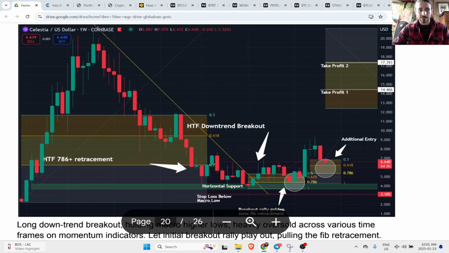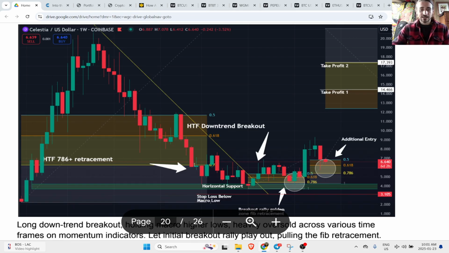And then you see this long downtrend that we broke out of, so we pulled our next Fibonacci here on the low time frame, and we had an entry right here at the 786. And then after this rally, we pulled that Fibonacci as well, and we saw another golden zone entry here. So you can see how I would gauge my play here.